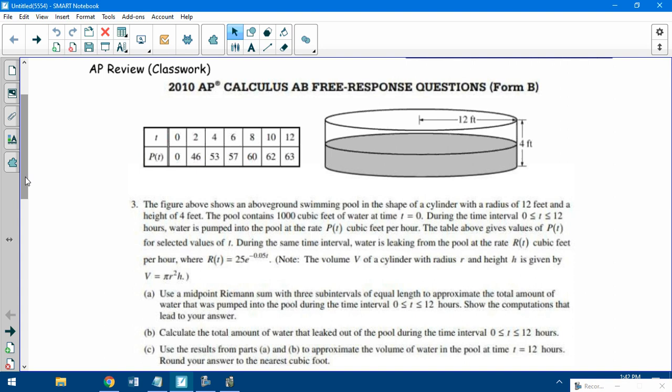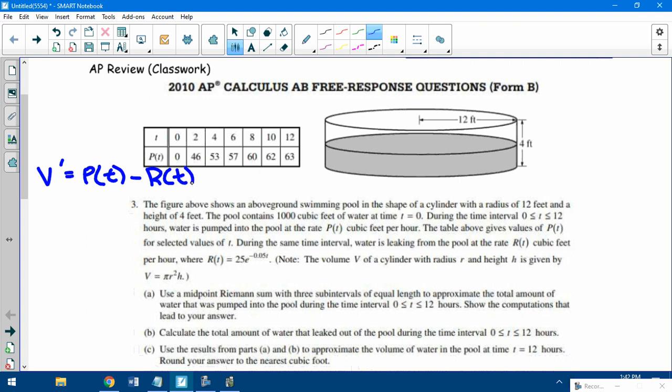During the same time interval, water is leaking from the pool at a rate of R of t per hour. And R of t is given by this equation. They also do give you the volume of a cylinder. Now, before I even look at the rest of this, this is one of those questions that I keep trying to tell you about. One of those rate questions where we have a rate in and a rate out. So if V is the volume of the pool, V prime here, the rate of change of the volume, is going to come from the rate that's being pumped in minus the rate that's leaking out. So I don't know if that's going to help us later or not, but just keep in mind that that's the rate of change of the volume, the in minus the out.